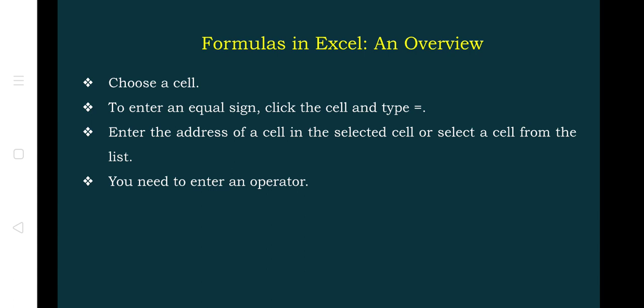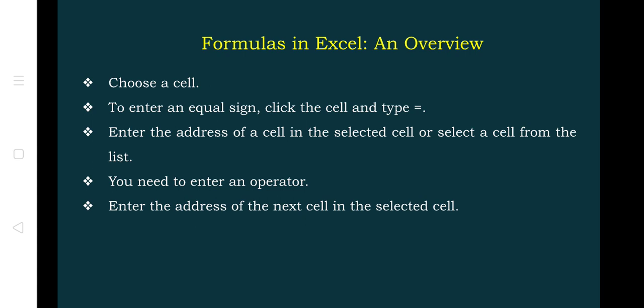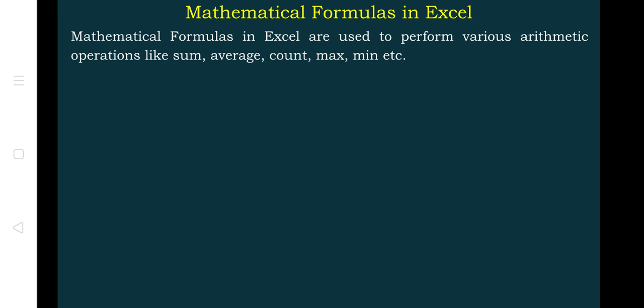You need to enter an operator. So we have to choose the operator, maybe a sum or average, a count or random, absolute. So many operations are there. We have to first type the operator, and then enter the address of the next cell in the selected cell. That means there we will get the result for the particular cells we are choosing, and then press enter. So automatically the answer will be given in the place where you have pressed enter.